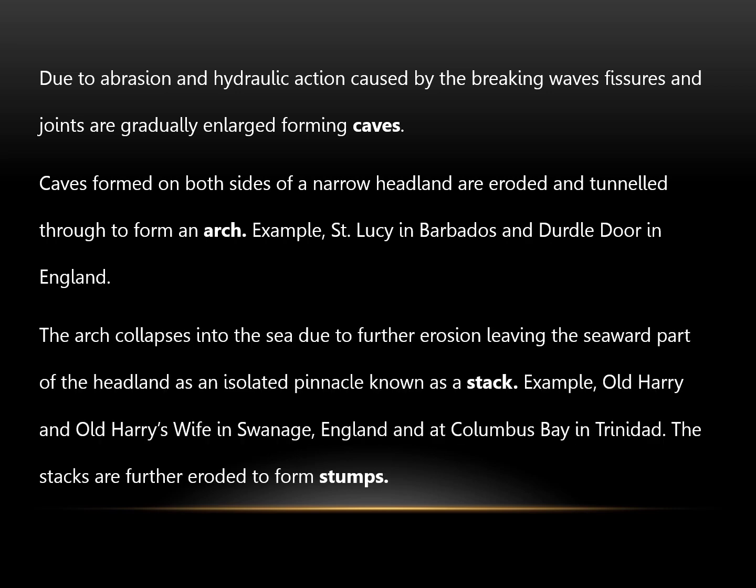Now, as the arch continues to get further and further eroded, it gets too weak to actually stay together with the headland. So the top of the arch is going to eventually collapse or break away and fall into the sea, leaving the headland on one side and a pillar of rock standing isolated in the sea. That is what we call the stack. Now, the stack will also be acted upon by the processes of erosion and may even get smaller. This stack that becomes much smaller is what we call a stump.